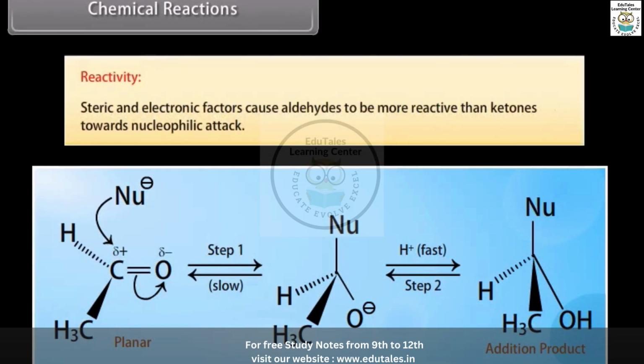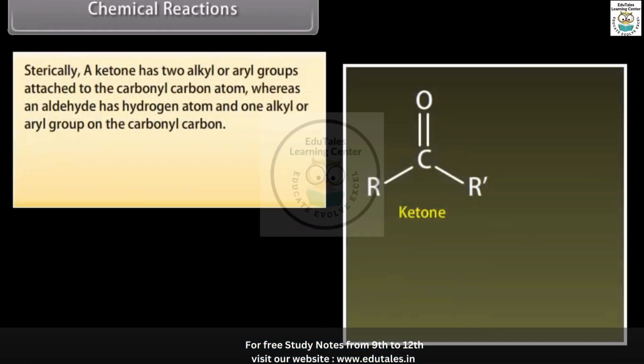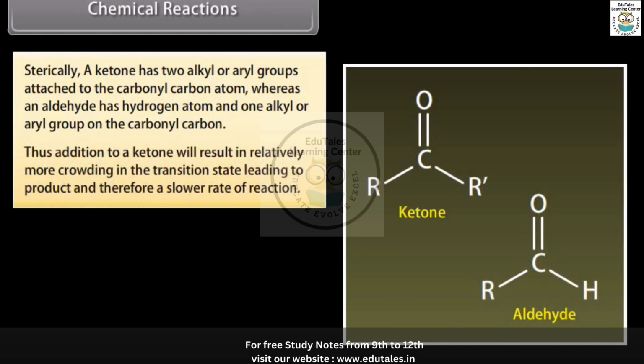Reactivity. Steric and electronic factors cause aldehydes to be more reactive than ketones towards nucleophilic attack. Sterically, a ketone has two alkyl or aryl groups attached to a carbonyl carbon atom, whereas an aldehyde has hydrogen atom and one alkyl or aryl group on the carbonyl carbon. Thus, addition to a ketone will result in relatively more crowding in the transition state, leading to product and therefore a slower rate of reaction.